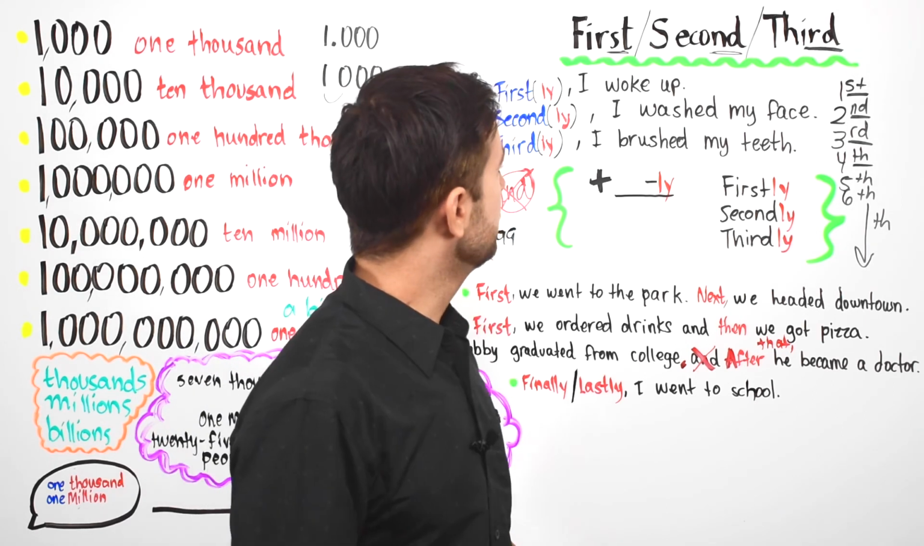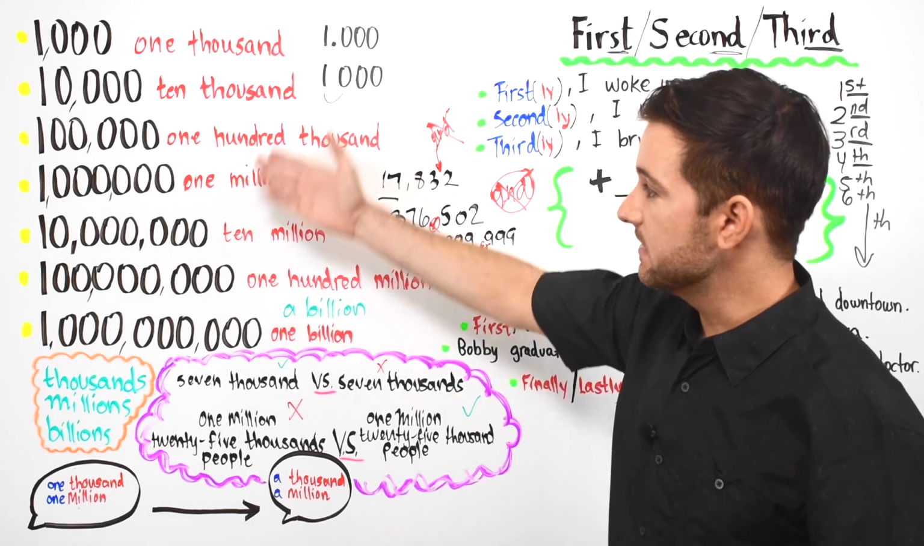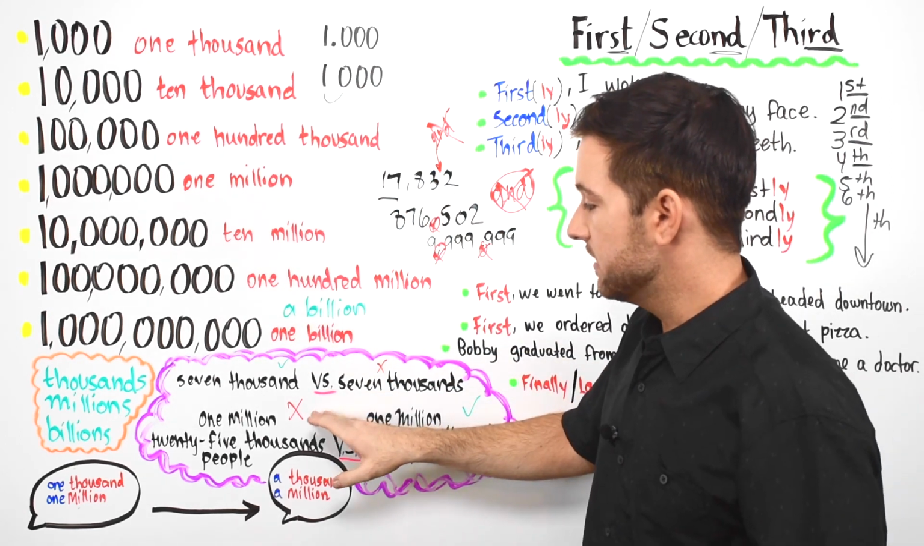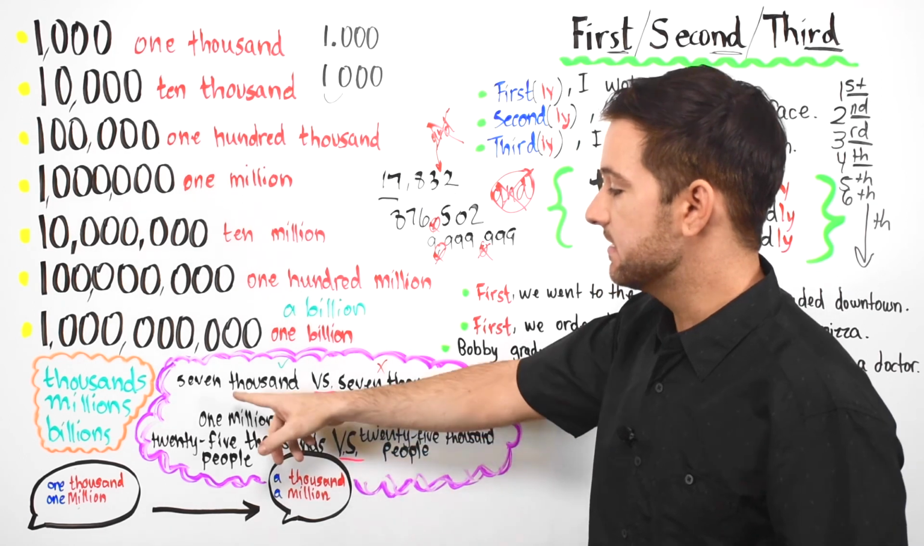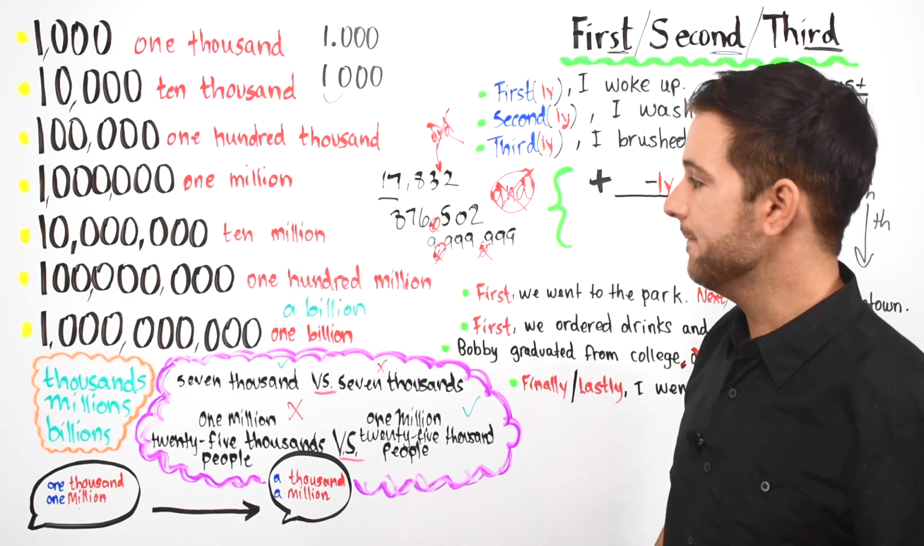Just make sure you memorize first, second, third, and then make sure you memorize the sequence of numbers, okay? How we use numbers and how we don't say numbers with the plural, with an S, 7,000 versus 7,000s. We don't say 7,000s, okay?